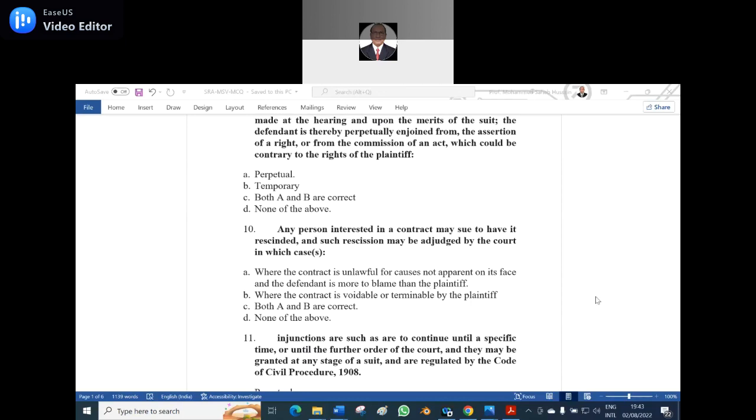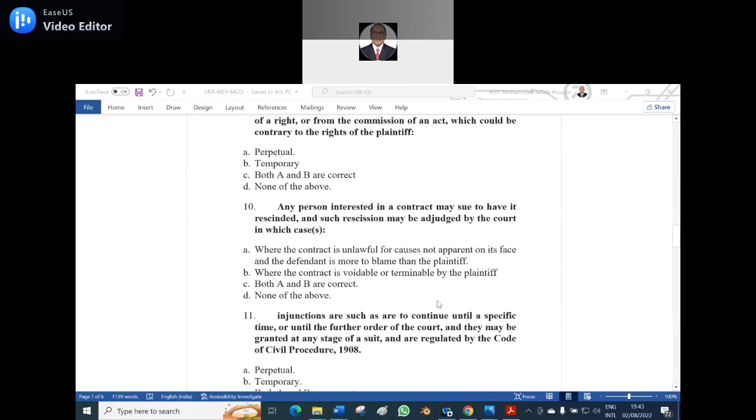In a contrary, may sue to have it. Any person. Yes, its rescission may be adjudged where the contract is unlawful for the cause, it's apparent on its face, and the defendant is more to blame. Where the contract is voidable or the contract is void. Option C, both A and B are correct.